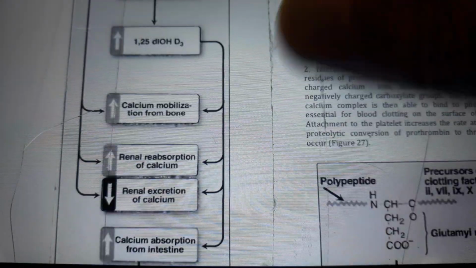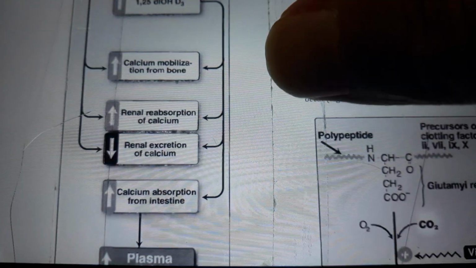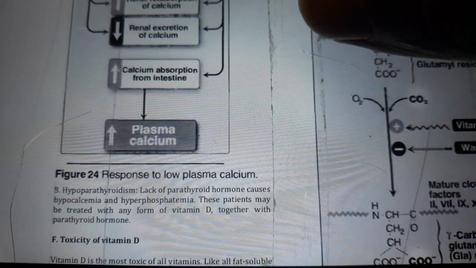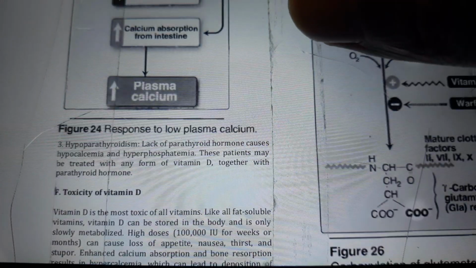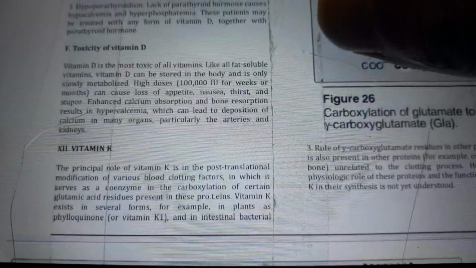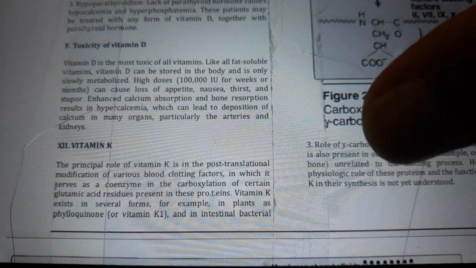And next is the diagram that shows plasma calcium, parathyroid hormone, 1,25-(OH)2-D3, calcium mobilization from bone, renal reabsorption of calcium, renal excretion of calcium, calcium absorption in the intestine and plasma calcium, in response to low plasma calcium. So third is hypoparathyroidism. Lack of parathyroid hormone causes hypocalcemia and hyperphosphatemia. These patients may be treated with any form of vitamin D together with parathyroid hormone.